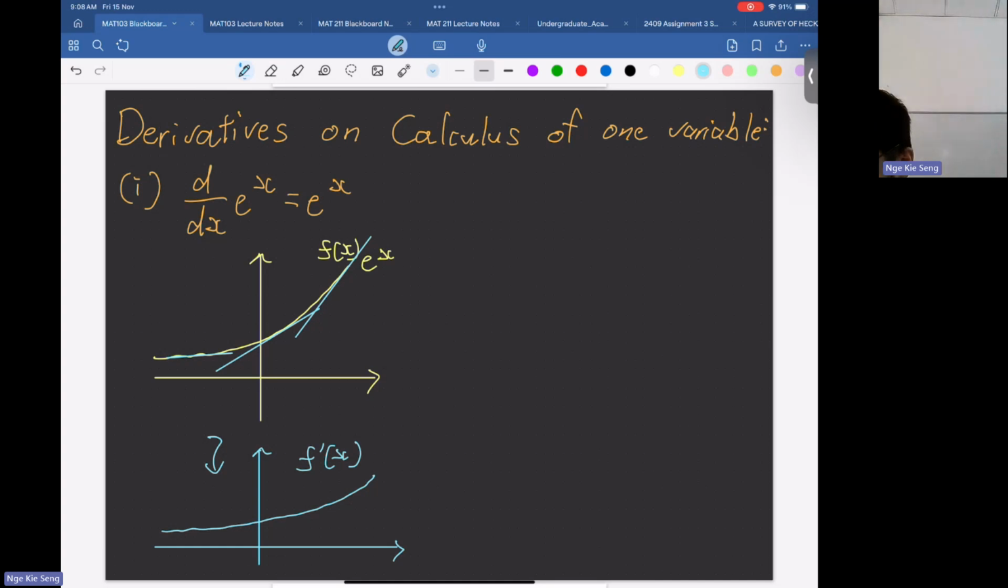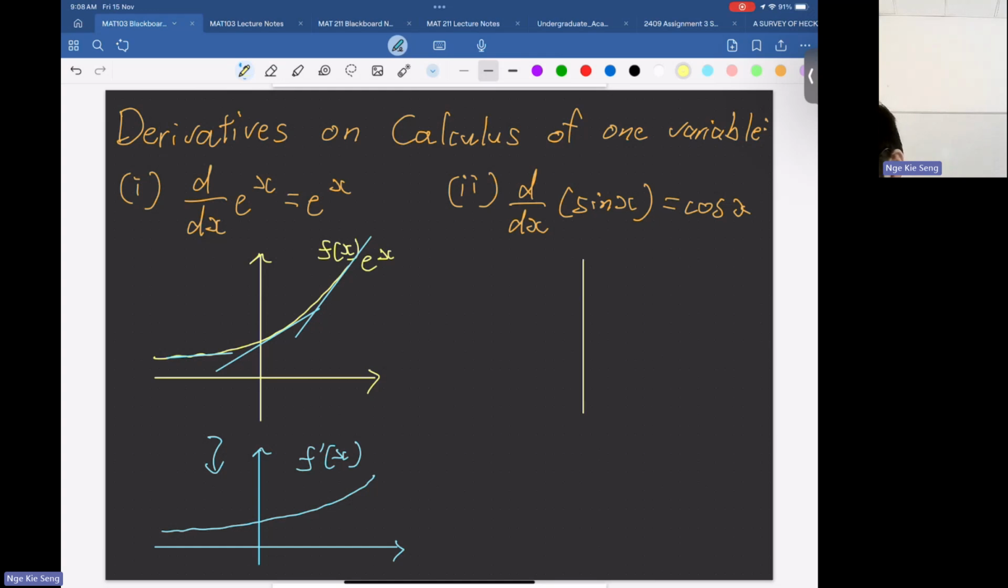Okay, what else? For example, if you differentiate sine x, you get cos x. What does it mean? So you start with sine x, and then you also compute the gradient at each point. Can you see cos or not when you see this gradient changes? Did you see the function cos?